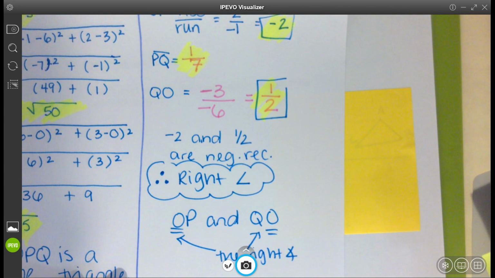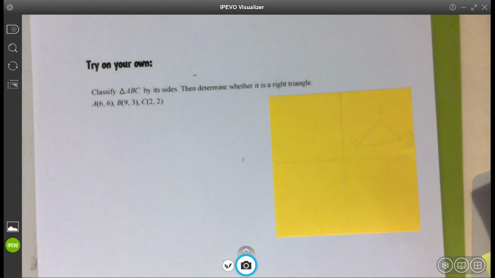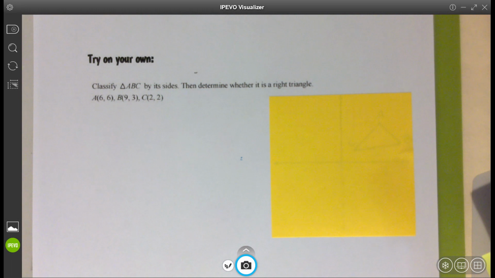All right, so we're going to try some more. Make sure you have this on your paper. I'm going to try one more. This one says try on your own. It says to classify triangle ABC by its sides, then determine whether it's a right triangle. The very first thing is you should graph your coordinates and label them. When I mean label, you should be labeling capital A, capital B, and capital C on your diagram and connecting the 3 points.